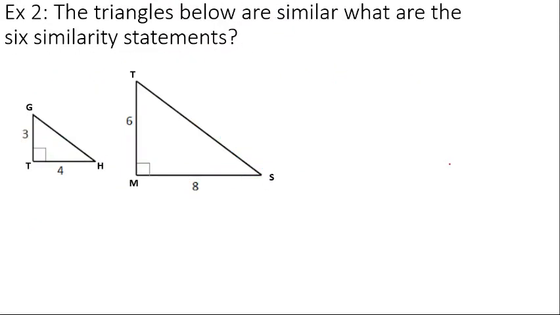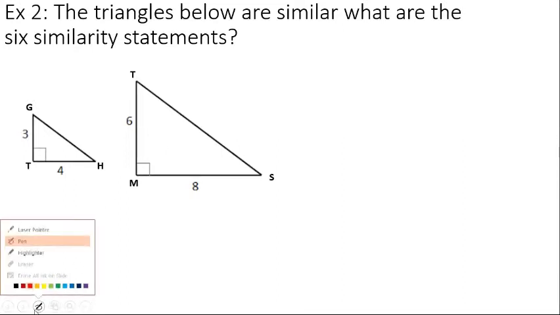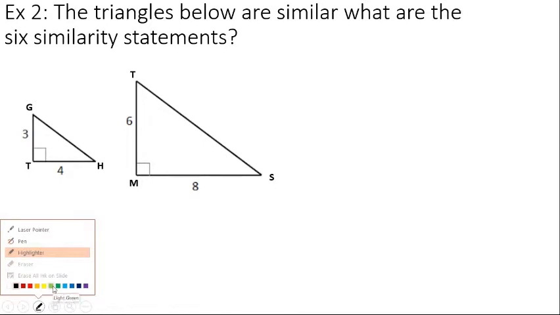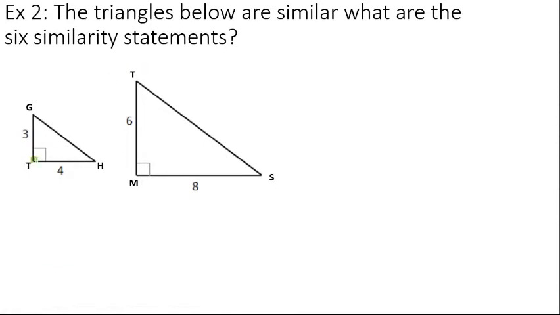Okay, example 2 says the triangles below are similar. What are the 6 similarity statements? So this is what we start off by writing out. So we look at the sides first. Okay, so in terms of the sides, this side goes with that side. So we're going to write out TH over MS.